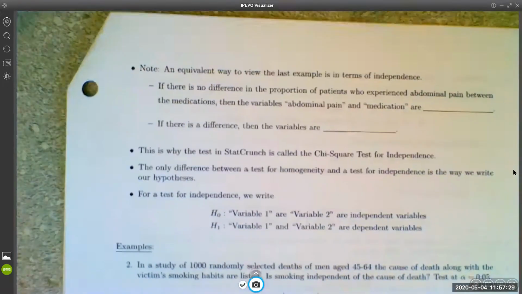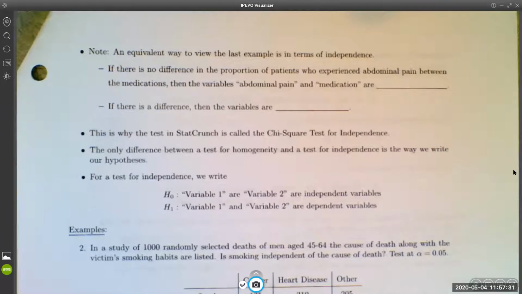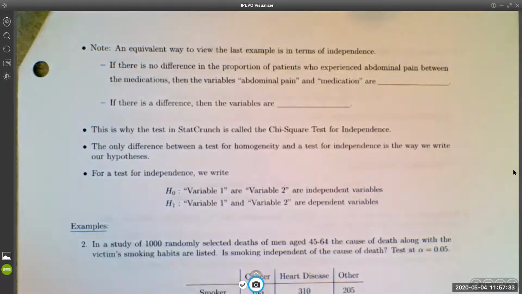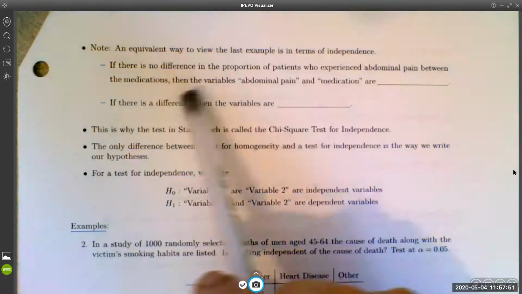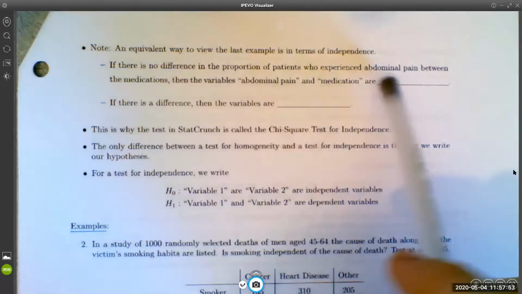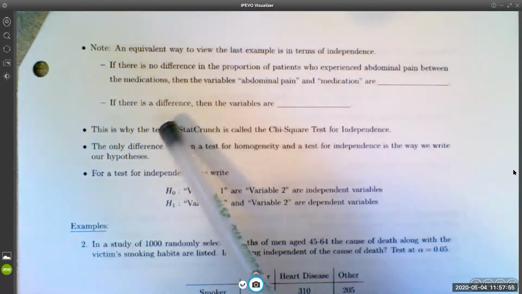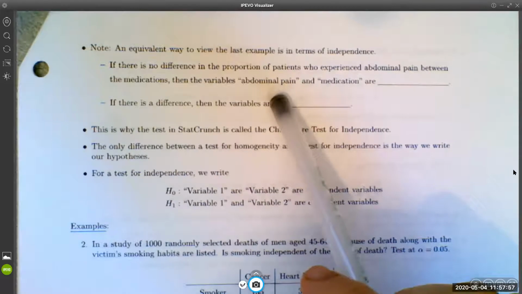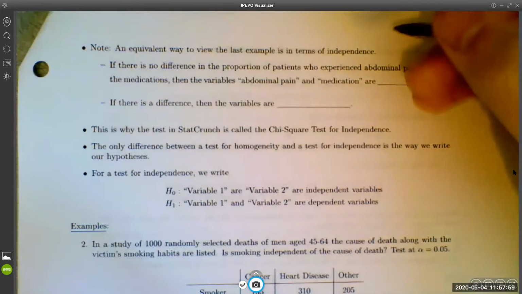Now I said at the beginning of this lecture that homogeneity of proportions is equivalent to a test for independence. And in fact, when we ran the test in StatCrunch, we went to chi-square test for independence. So how is it that a homogeneity of proportions test is the same as a test for independence? Well, if there's no difference in the proportion of patients who experience abdominal pain between the medications, then the variables abdominal pain and medication are independent.